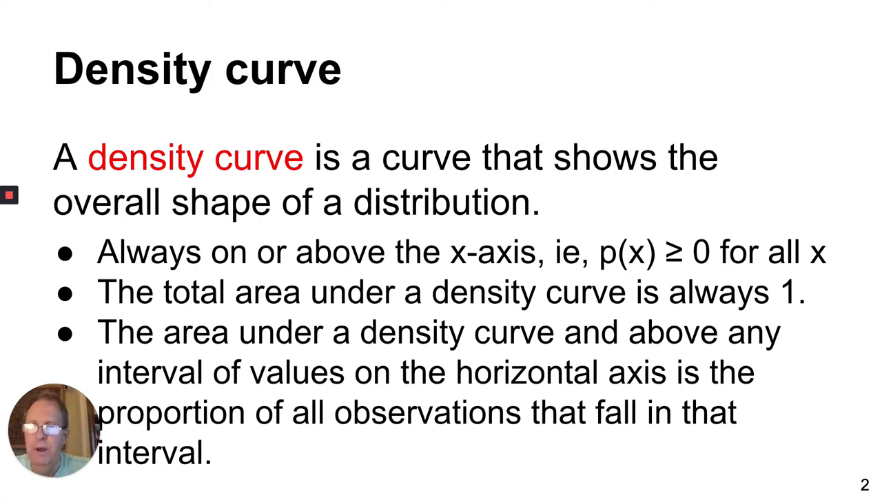The area under a density curve and above the interval of values in the horizontal axis is the proportion of all observations that fall in that interval. That's important because that tells us that to find probabilities, we can calculate the area under the curve and within a range of numbers. So the fact that the density curve is 1 allows us to calculate probabilities over intervals in a density curve.